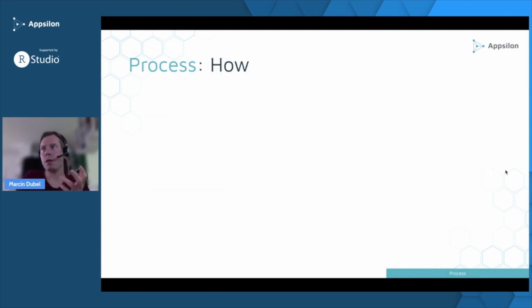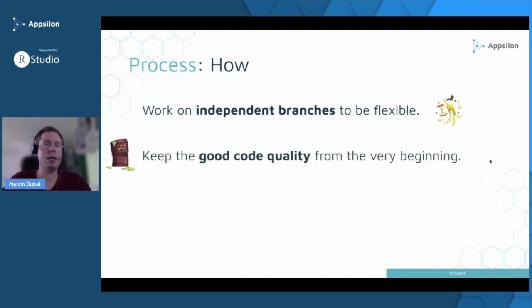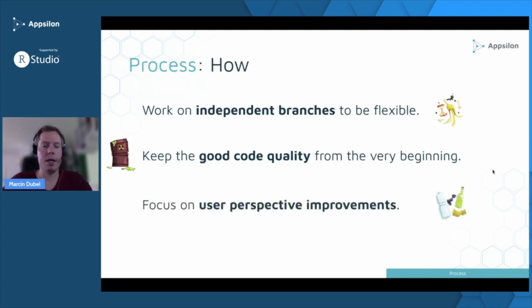And a few tips on how to achieve this. One is to work on independent branches, use the version control system. Of course, you need to be flexible and sometimes switch between the tasks and the feature that you're working on. Keep the good code quality from the very beginning. For example, we discussed here during some panels the tests. Yes, it's good to have them, good to have the good code quality. There won't be time to get back, and it will be really hard to fix a big chunk of code that is messy.